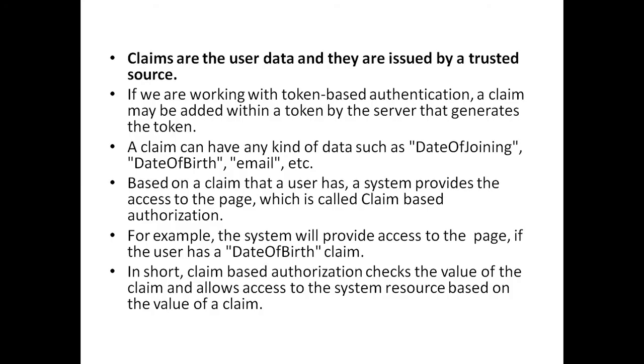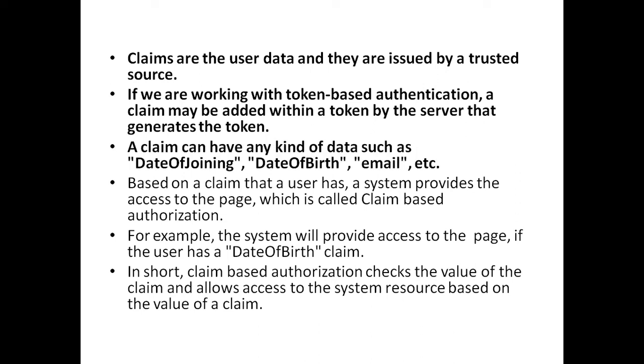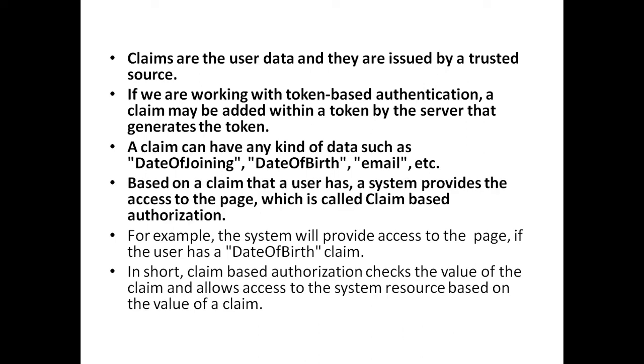Claims are user data and they are issued by a trusted source. If we are working with token-based authentication, a claim may be added within a token by the server that generates the token. A claim can have any kind of data such as date of joining, date of birth, email, etc. Based on a claim that a user has, a system provides access to the page, which is called claim-based authorization.